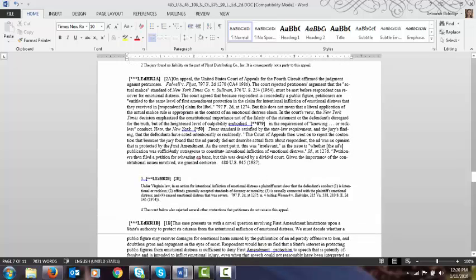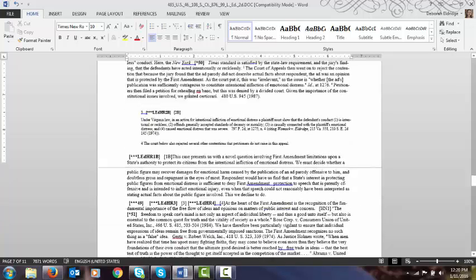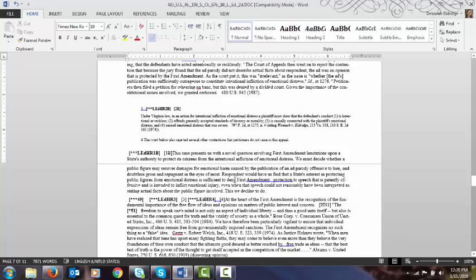Now what you want to do is go down and say, okay, so now I've got my facts identified. What's my issue? And how do I go about identifying what my issue is? So now we look at where it starts talking about what happened on appeal. On appeal, what was the court having to decide? Oftentimes the court will actually identify the issue for you and tell you what it is. Look for terms like "this case presents us with." For example, in this case it says, "this case presents us with a novel question." A question is an issue. The legal issue is a question.